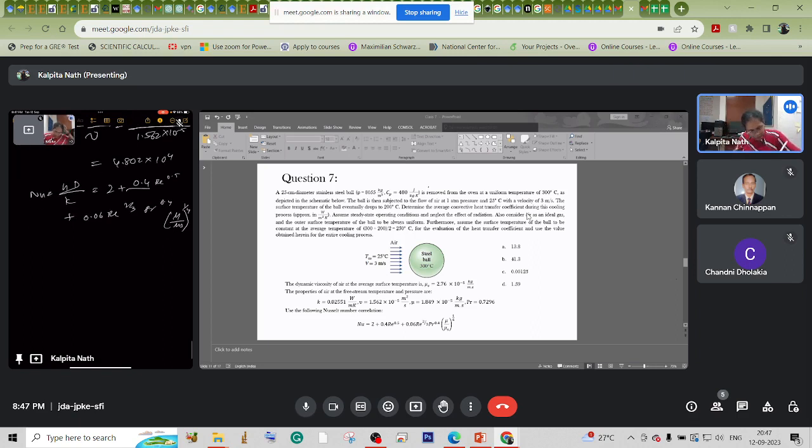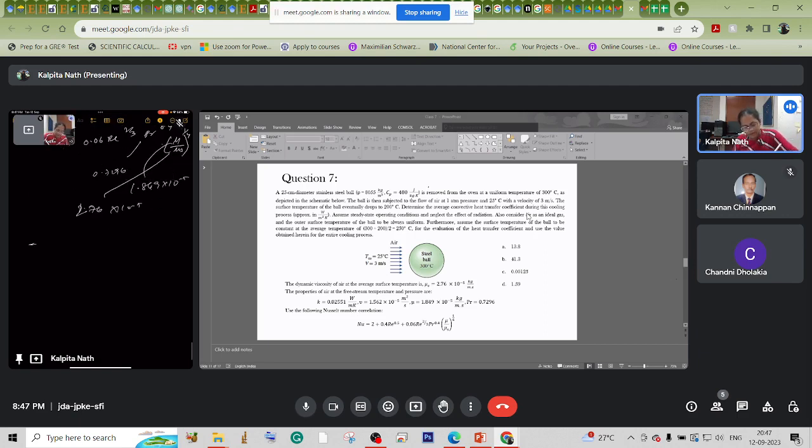I don't think I need to put the values. Everything is given. The Reynolds number will be this. The Prandtl number is 0.7296, mu is given as 1.849 into 10 to the power minus 5, and mu s is given as 2.76 into 10 to the power minus 5. So if we put everything in place, it will come out to be 135.